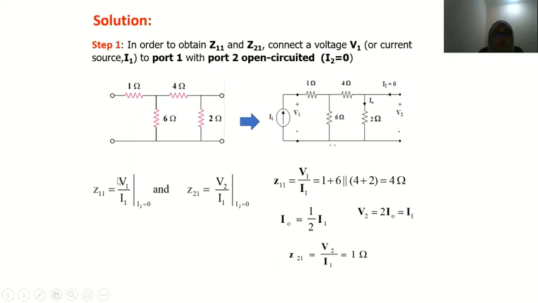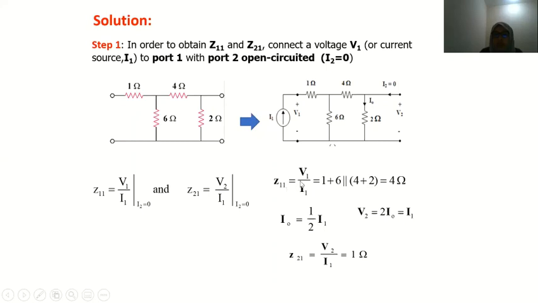When your I2 is equal to 0, what you have is Z11, which is equal to V1 divided by I1, and your Z21, which is equal to V2 divided by I1, when your I2 is equal to 0. So your Z11 is equal to V1 divided by I1.